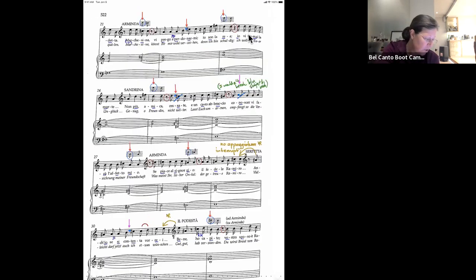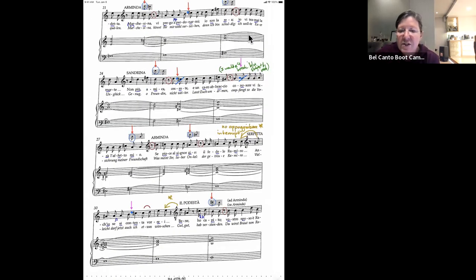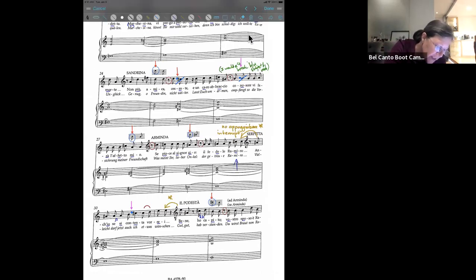Serpetta is interrupting Arminda. And this is a great place where, even though there are two C sharps, two punches, don't put an appoggiatura because you're not punctuating, because if you were continuing to speak, you would have just continued. So in this case, when we work in 10 days or however long before I get there, we will actually work to get this A of "anch'io" at the same time as this C sharp. And therefore we're going to put no appoggiatura.